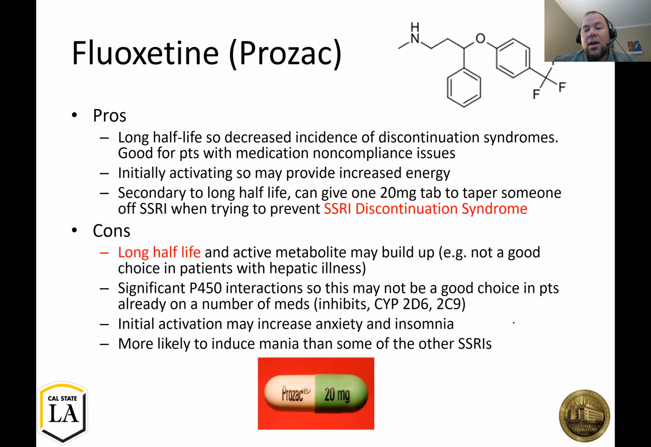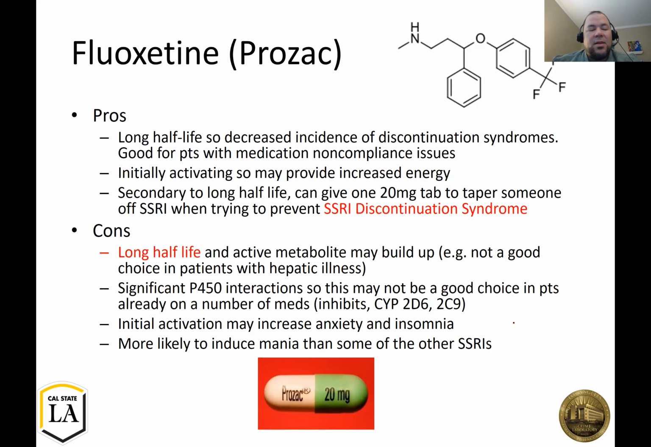You may have heard of Prozac, another blockbuster drug. Long half-life with this one. It's initially activating, so it might provide some energy when it's first taken. Secondary to its long half-life, you can give one 20 milligram tab to taper someone off of an SSRI when trying to prevent SSRI discontinuation syndrome. That might be a benefit of the long half-life, but a con is that some of the active metabolites this drug has can build up.